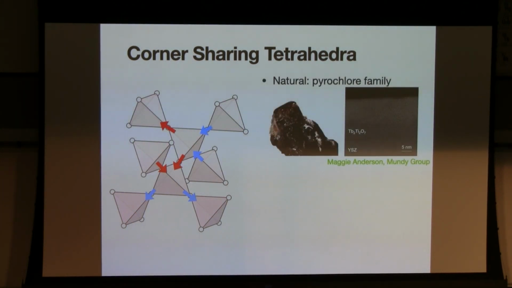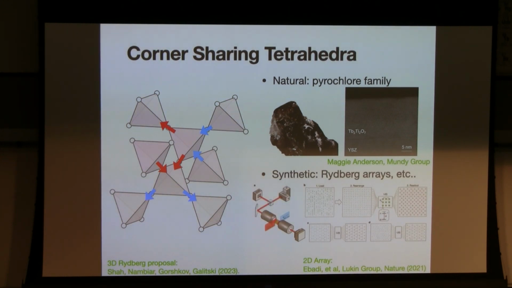And actually, the picture on the left there is a picture of that mineral, and the picture on the right is terbium titanate as grown by the Mundi group by MBE. So that terbium titanate is a member of this pyrochlore family of materials. There are also a number of proposals to make synthetic ice or synthetic spin ices in Rydberg arrays or other kinds of engineered quantum systems.